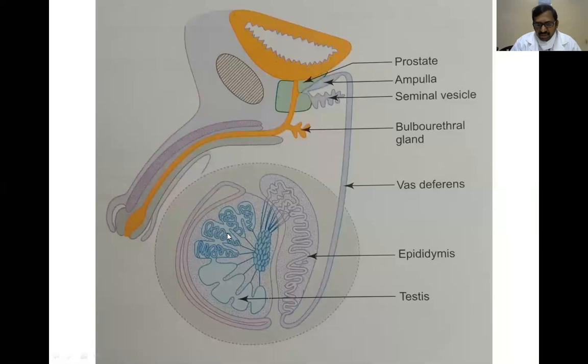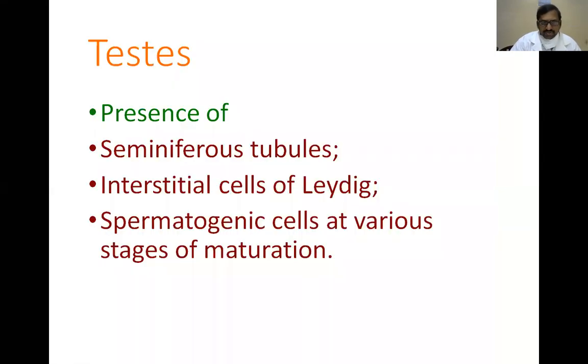It is testis. What is the histology of the testis? What is the histology of the epididymis, vas deferens, seminal vesicles, and finally prostate gland? These are all very, very important. Because of this reason, we are going to study. And the microscopic structure of all these organs is functionally modified. First, we see about the testes.